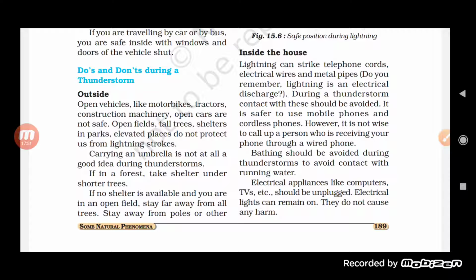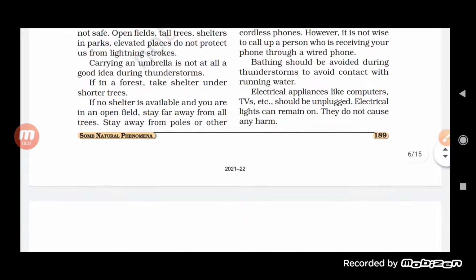Electrical appliances like computers, TVs, etc. should be unplugged. All the different types of electrical appliances should be unplugged. Electric lights can remain on, and they do not cause any harm to us.